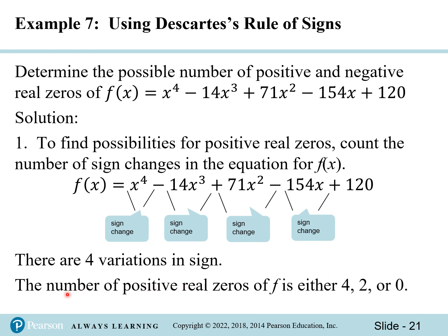So the number of positive real zeros of f of x is 4, 2, or 0, because they have to change by a multiple of 2 and they're going to decrease. So 4, 2, or 0 positive real zeros.